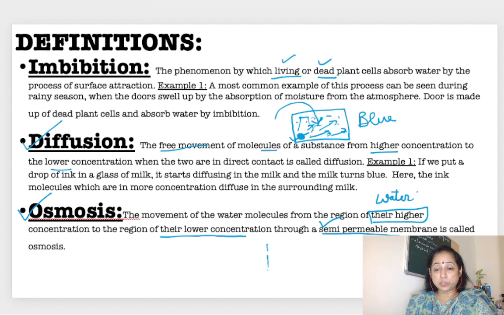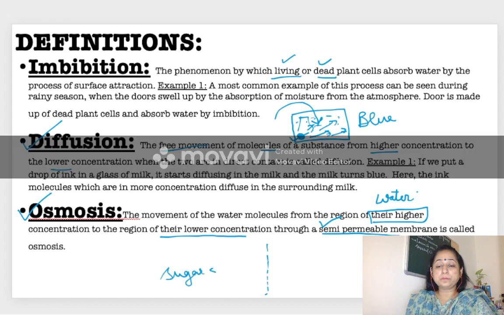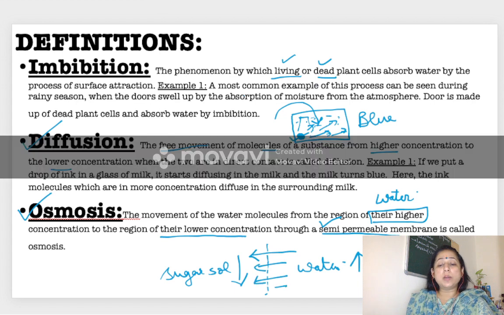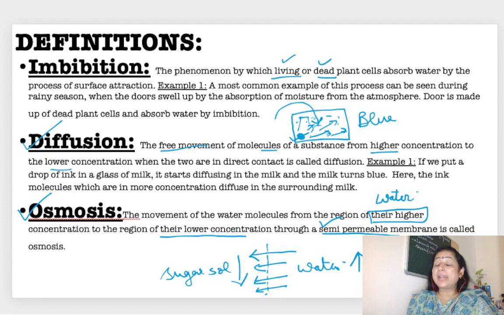For example, suppose this is a semi-permeable membrane. On this side, suppose we have sugar solution. On the other side, suppose we have water. Fine. So now what does osmosis say? Herein, if it's only water, the concentration of water is more here. If it is sugar solution, the concentration of water would be less. So osmosis says that water moves from its higher concentration to its lower concentration but through a semi-permeable membrane. Now here children get confused. They write that the water moves from high to low concentration. They don't write of water.